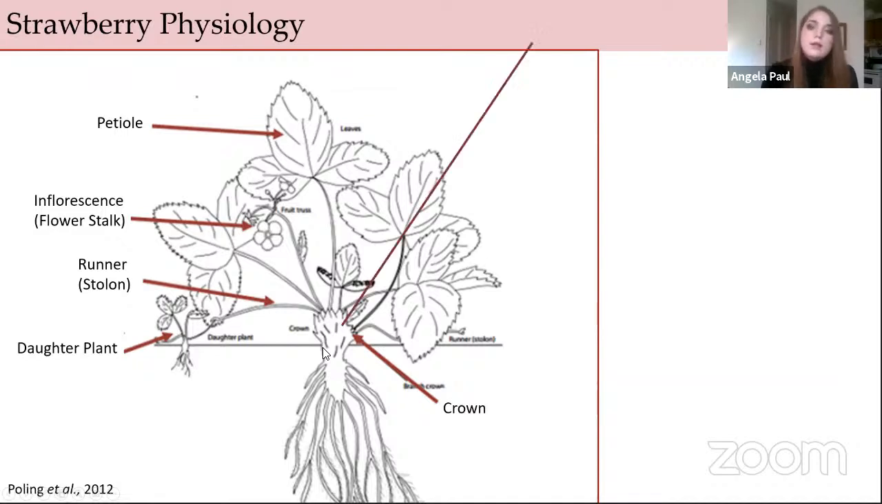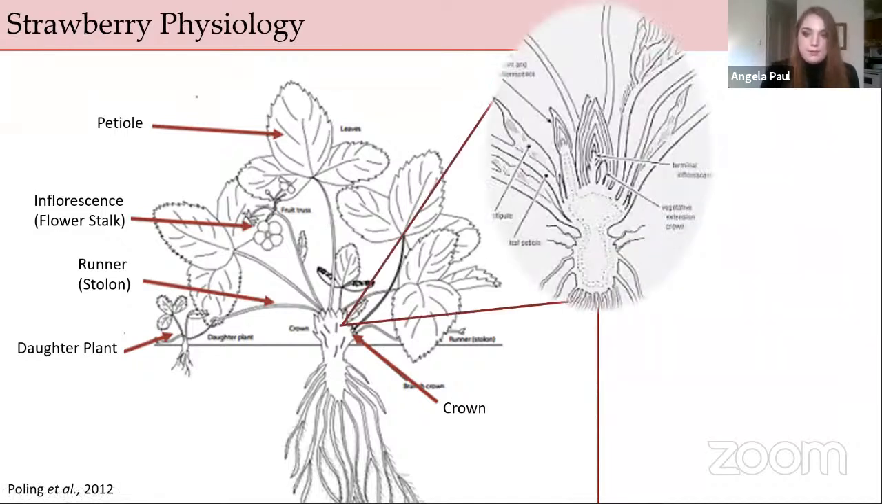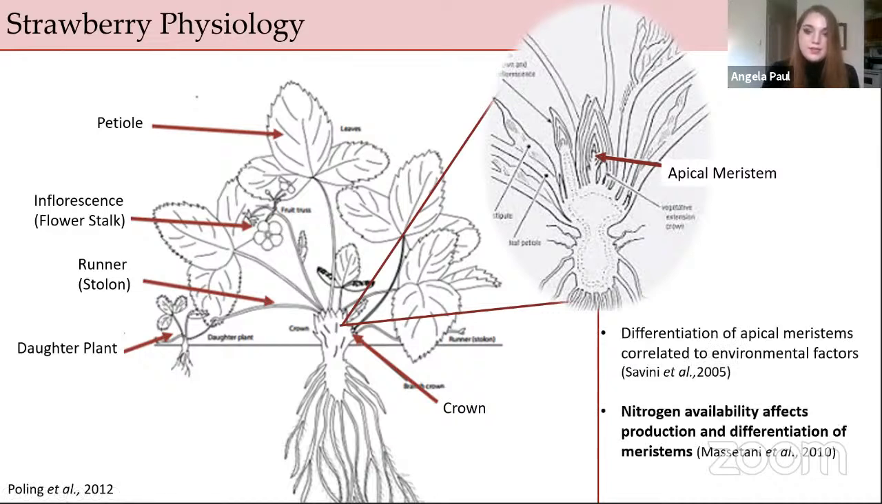This is the crown. And just taking a closer in-depth look at the crown, you can see here inside there is the apical meristem. And here, this is where differentiation occurs into either one of these different shoots, either into leaves, runners, or inflorescences with flower buds. So with this, it's been shown that there is a significant correlation between the differentiation of apical meristems and environmental conditions. One of these being nitrogen availability, which can significantly affect whether or not more flower buds or more leaves or stolons are produced.